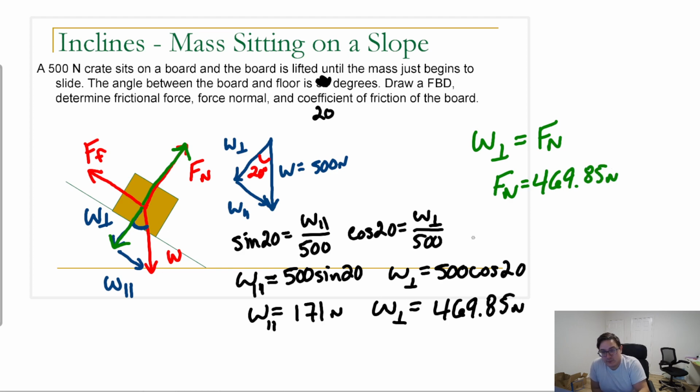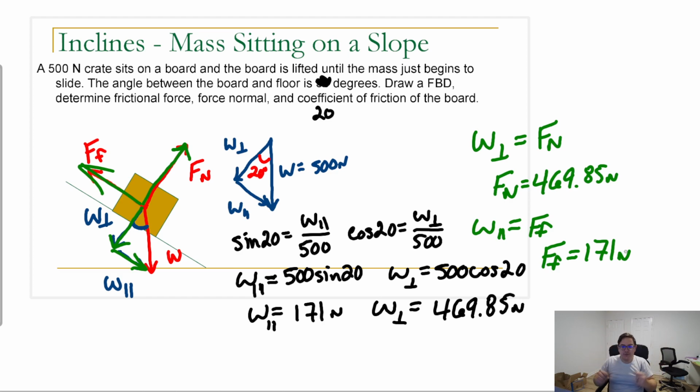What else do we know? We know weight parallel equals force of friction. But why is that? Well, look, weight parallel is going to the right. What's going to the left? So friction force equals 171. Boom, done. But we gotta find the coefficient of friction.